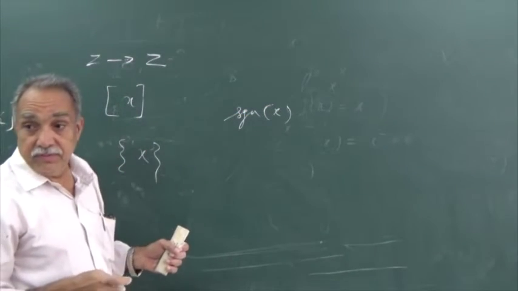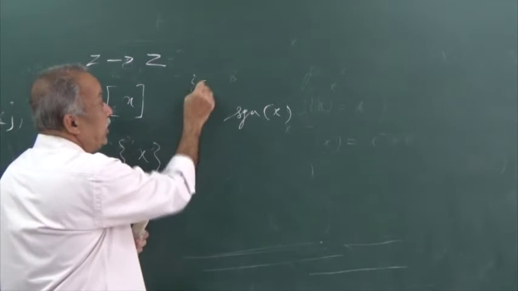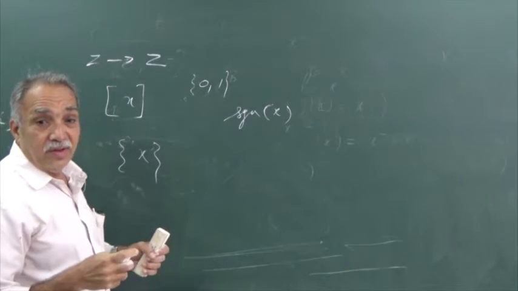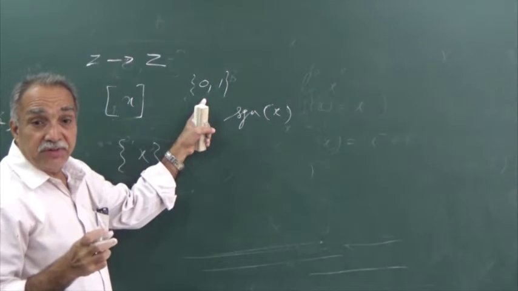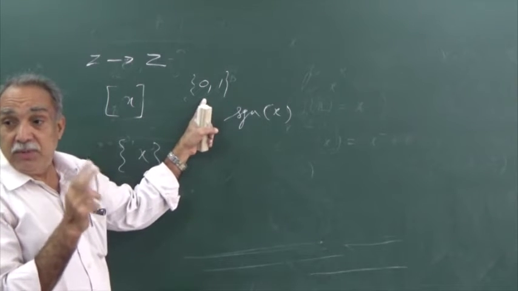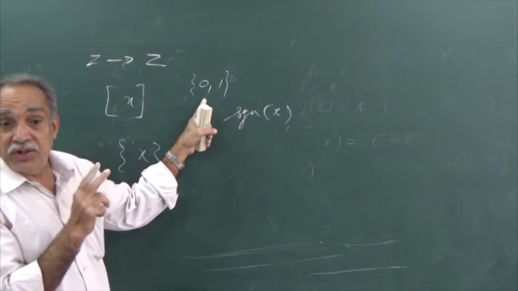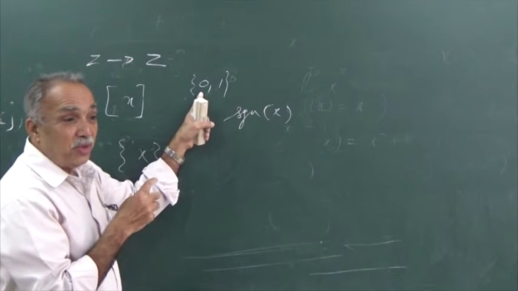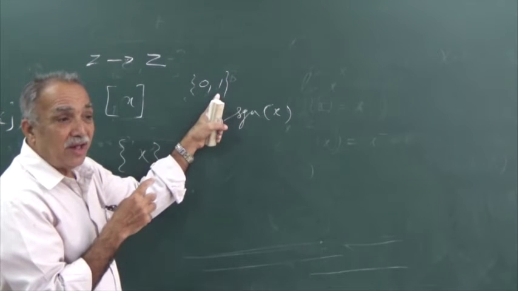Not 1-1. Suppose I restrict my domain to 0, 1. The domain is restricted, not an interval, a set of 2 points, 0 and 1. My domain contains only 2 points. Will it be 1-1? What is signum 0? What is signum 1? Are they not different?